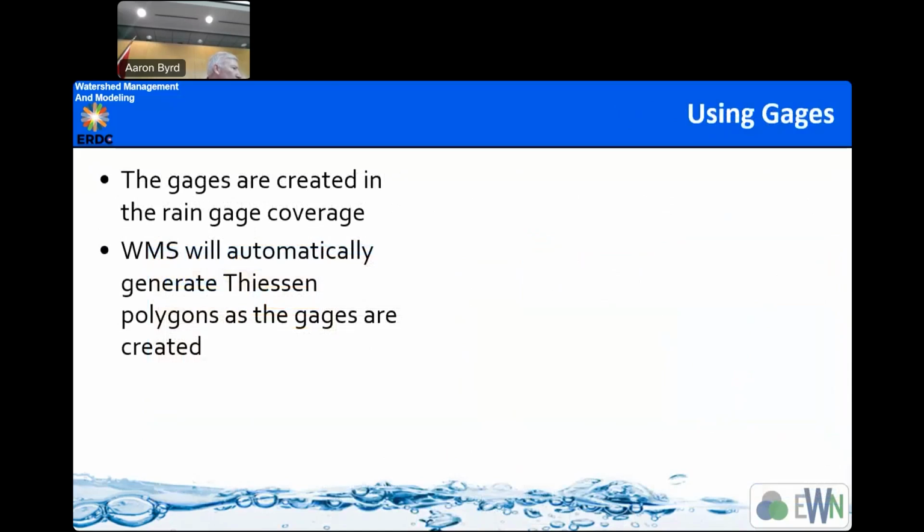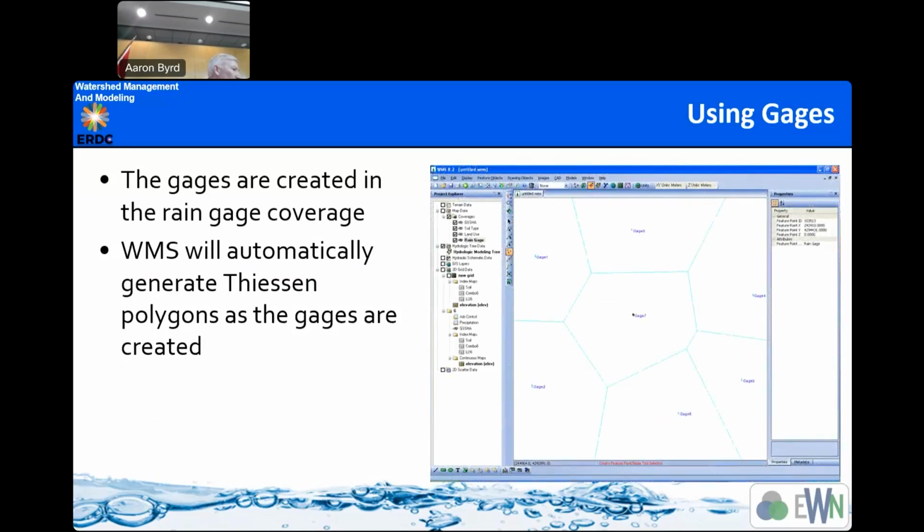Using gauges, so the gauges are created in your rain gauge coverage. So WMS automatically generates Thiessen polygons as the gauges are created. So it shows you how the rainfall is distributed. And that's what it would look like in WMS.